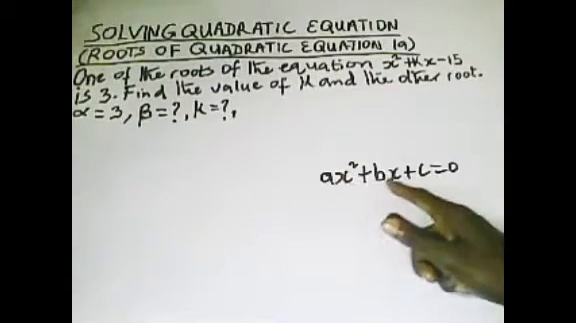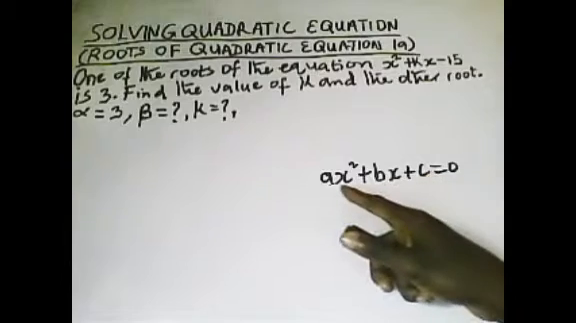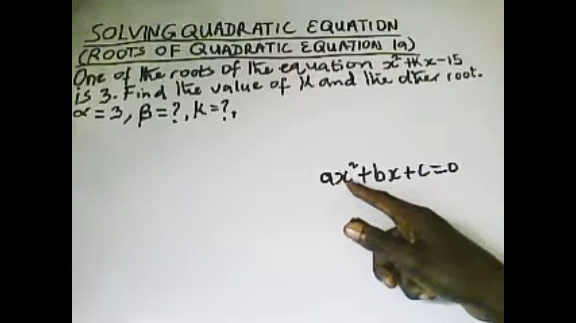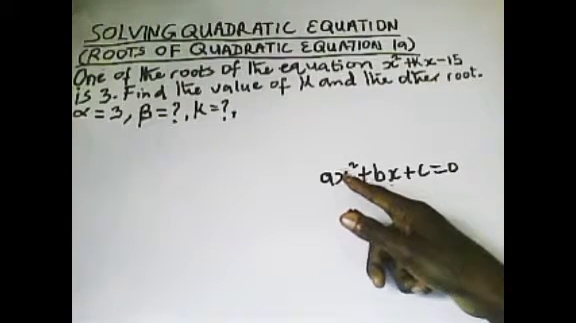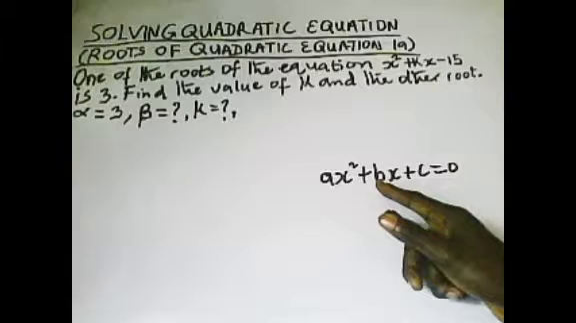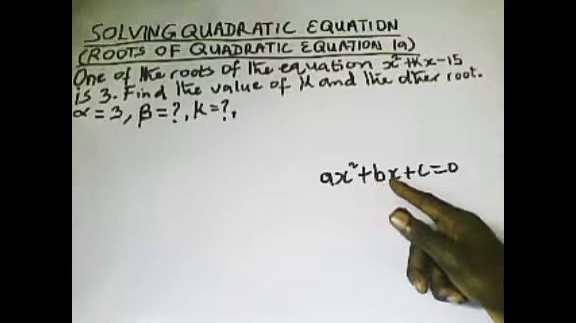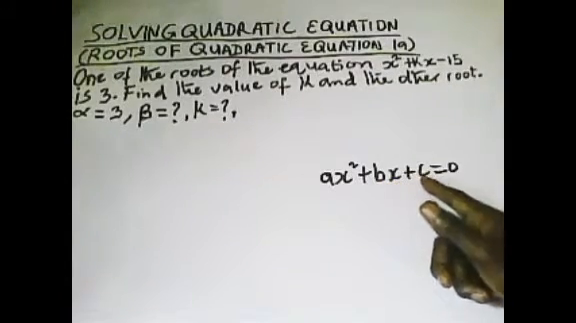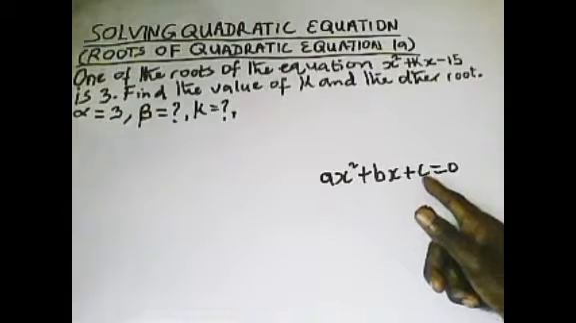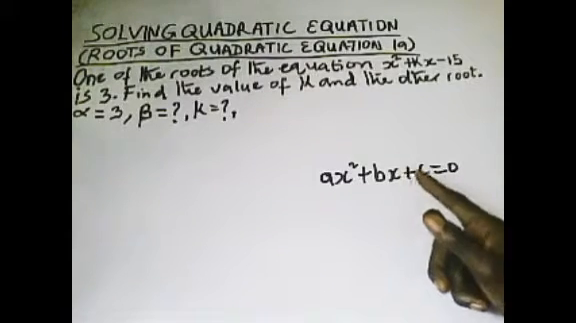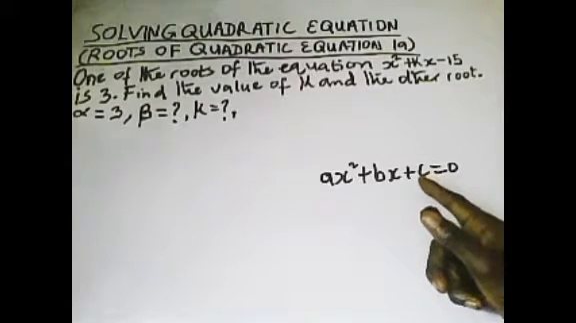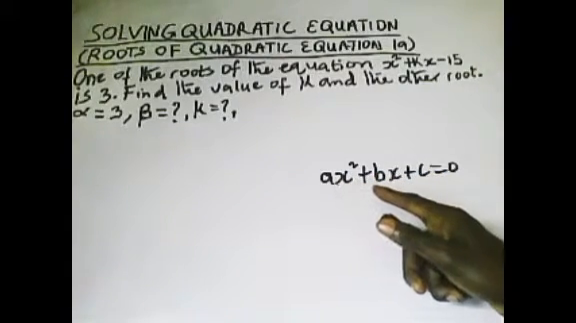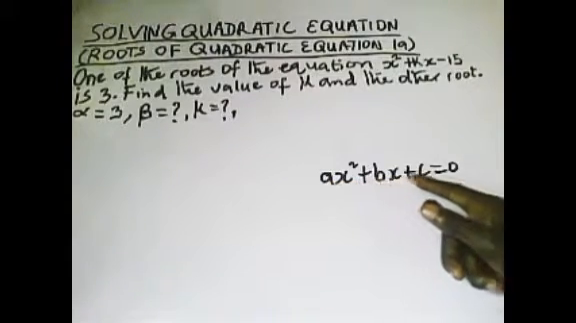Now, what does the a, b, and c represent? The a you see here represents the coefficient of x squared, and by coefficient we mean the number in front of x squared. Now the b you see here represents the coefficient of x, and the c you see here is the constant term. It is a number that may just be an ordinary number, or it could have any other alphabet attached to it. So what are we going to do with our a, b, and c?